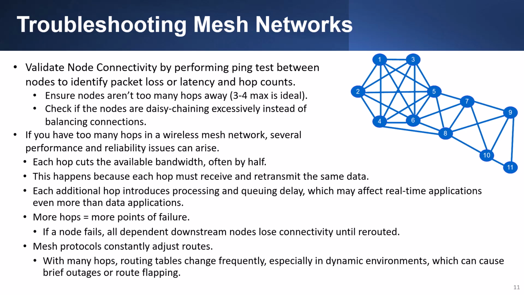If a node fails, all dependent downstream nodes lose connectivity until rerouted. Mesh protocols constantly adjust routes. With many hops, routing tables change frequently, especially in dynamic environments, which can cause brief outages or route flapping.